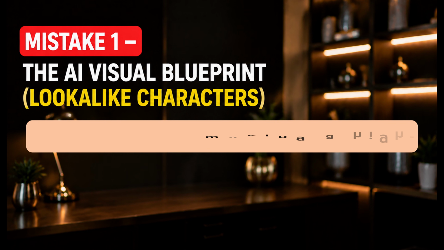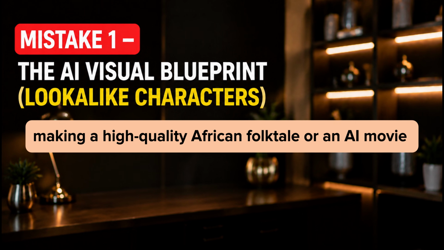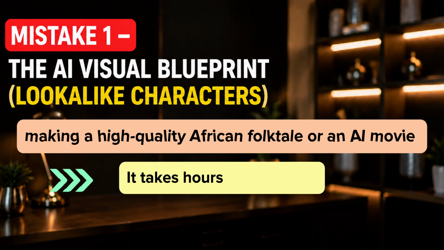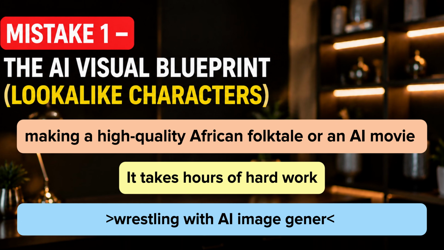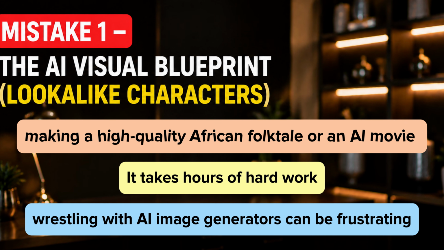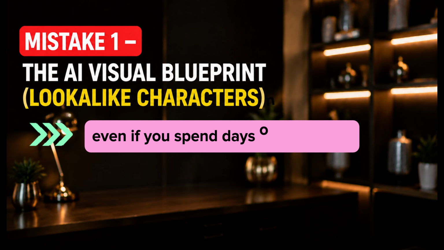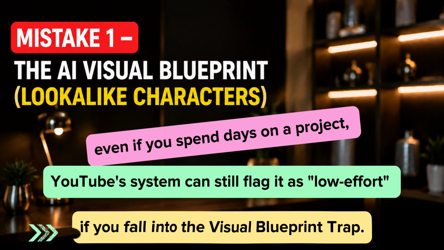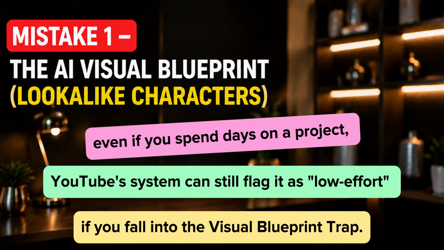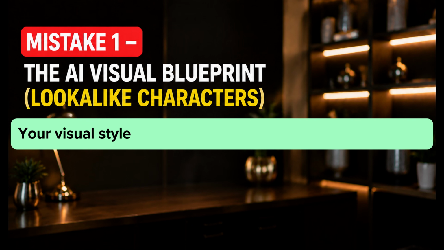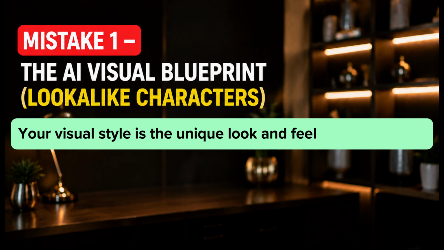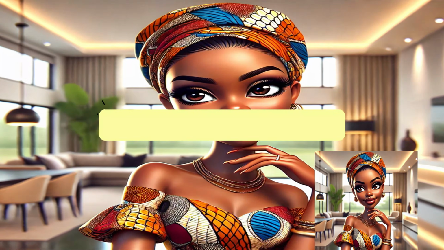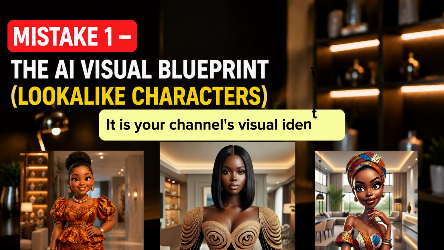Let us be honest. Making a high-quality African folktale or an AI movie is not child's play. It takes hours of hard work, and wrestling with AI image generators can be incredibly frustrating. But even if you spend days on a project, YouTube's system can still flag it as low effort if you fall into the visual blueprint trap. Your visual style is the unique look and feel of your artwork. Whether it is 3D Pixar, photorealistic, or caricature, it is your channel's visual identity.